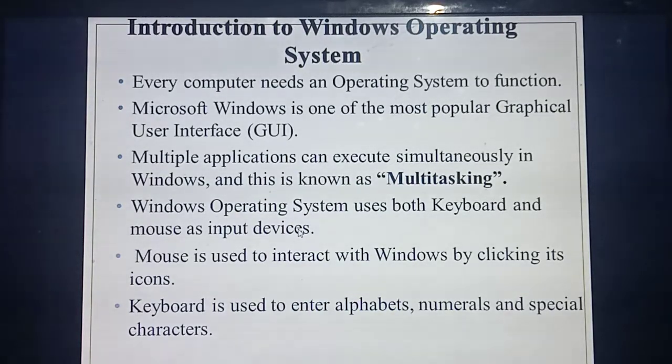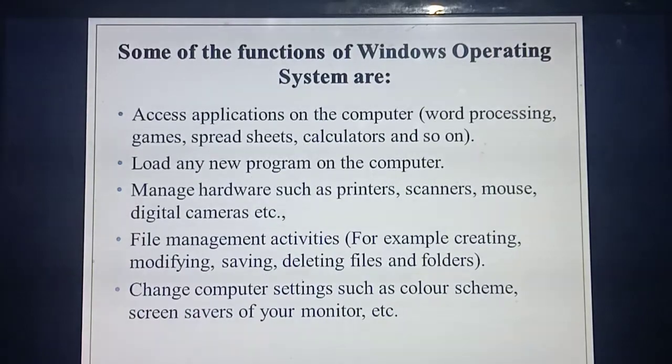The mouse is mainly used to interact, by means of which you can click, drag, and move, isn't it? The keyboard is mainly used to enter or type anything, maybe alphabets, numbers, characters, or symbols, whatever it may be. Understood?